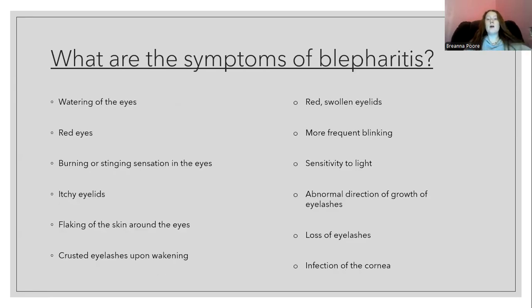What are the symptoms of blepharitis? Watering of the eyes, eye redness, if your eyes start to burn or sting, if they get itchy, if your skin starts to flake around your eyes, if your eyelashes are like crusty when you first wake up, or you get really bad crusting around your eyes, red swollen eyelids, more frequent blinking, sensitivity to light, abnormal direction of growth of your eyelashes, loss of eyelashes, and infection of the cornea.